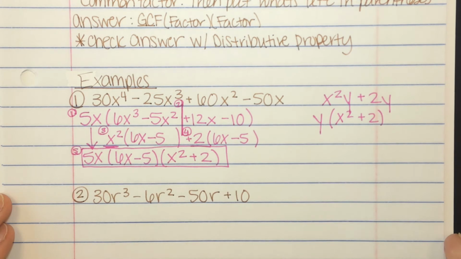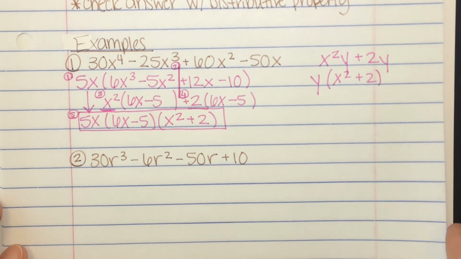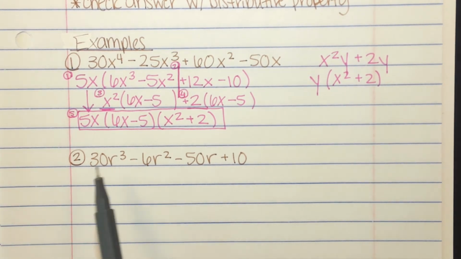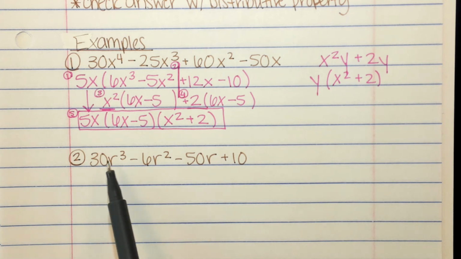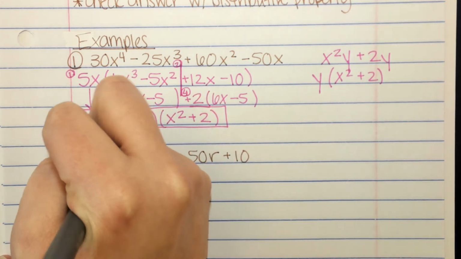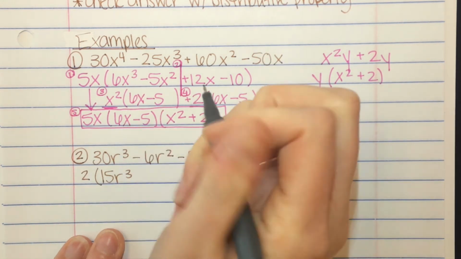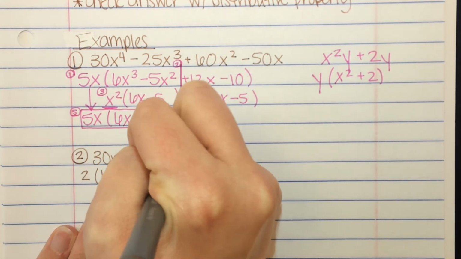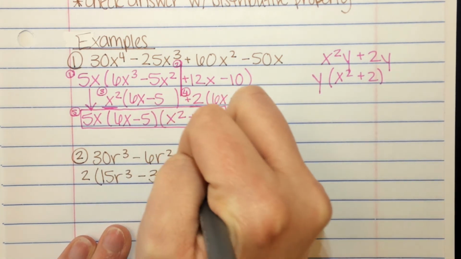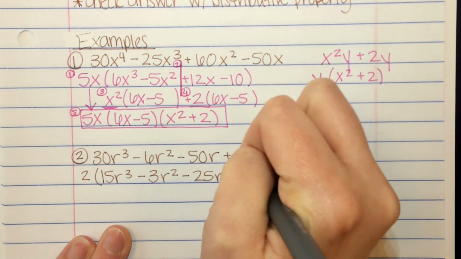Okay, here's example number 2. We have 30r cubed minus 6r squared minus 50r plus 10. Each term doesn't have an r, but we have 30, 6, 50, and 10. All of those are even, so what number can I pull out of all of the even numbers? A 2. So that leaves me with 30 divided by 2 is 15, and we didn't bother the r's, so they'll stay the same. Negative 6 divided by 2 is negative 3. Negative 50 divided by 2 is negative 25. Again, the r's are staying the same, and 10 divided by 2 is 5.